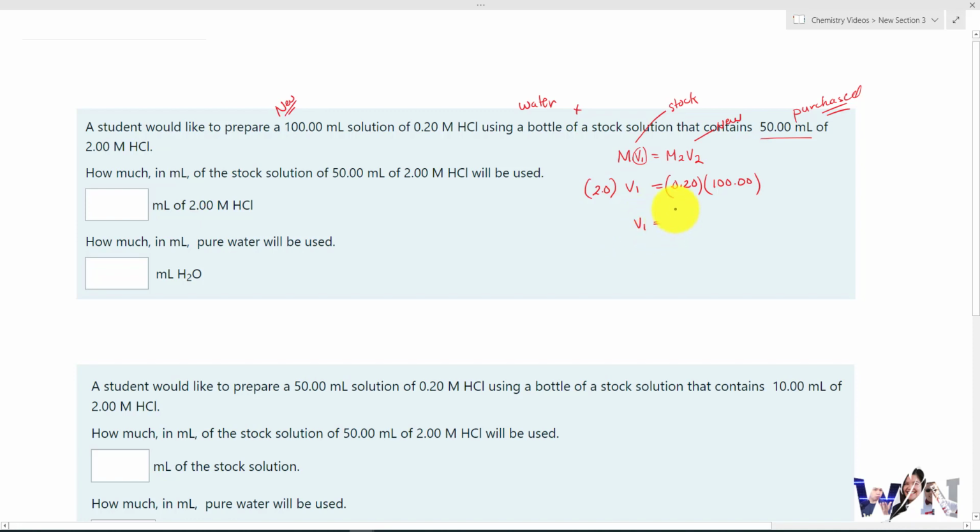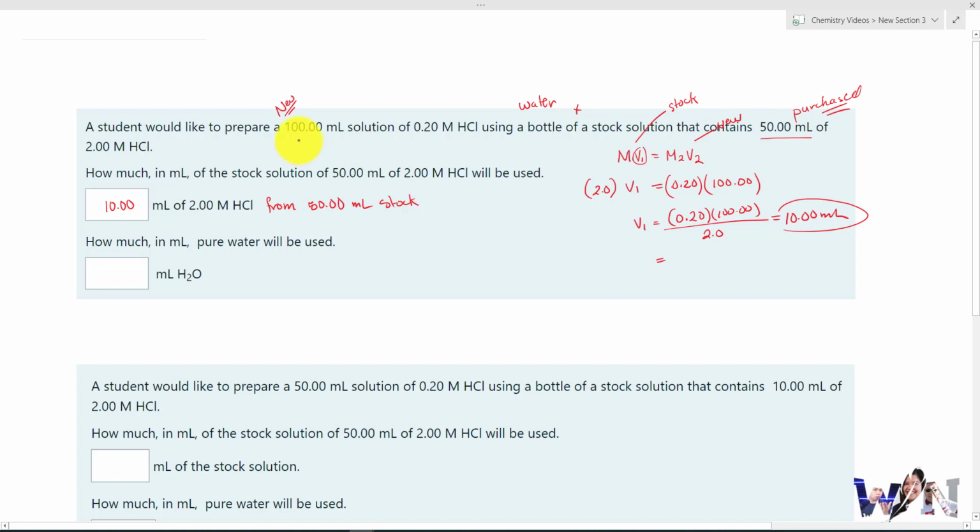So in this case, V1 is equal to, as you can see, I just moved this over here, basic math, and then divided by 2.0. Now let's plug into our calculator: 0.20 times 100 divided by 2 gives us 10 milliliters. So this 10 milliliters is from the stock solution. In this case, we are using 10.00 milliliters, again from the bottle that contains 50 milliliters of stock solution.